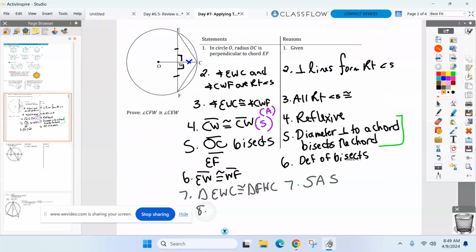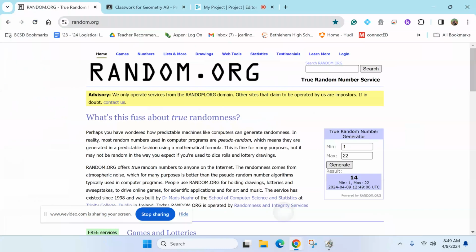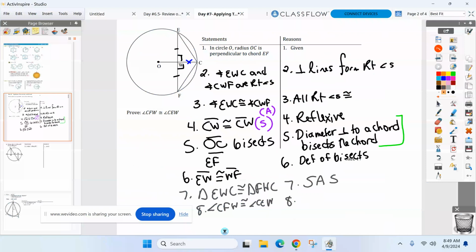We said we needed the triangles congruent to get those angles congruent. CFW congruent to CEW. And still going to ask, because the triangles are congruent, why are those angles congruent now? There we go, Jonathan. Good job. CPCTC, like we never left. All good. Again, I really wanted to harp on when this theorem can be used. Not to say the pieces of the chords are equal, just to say the chord gets bisected.